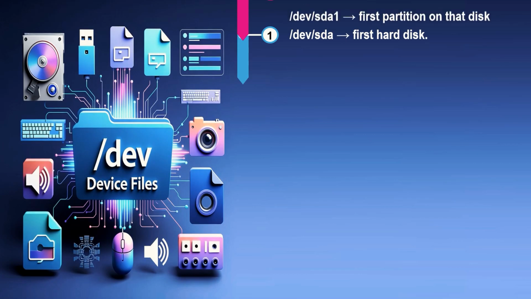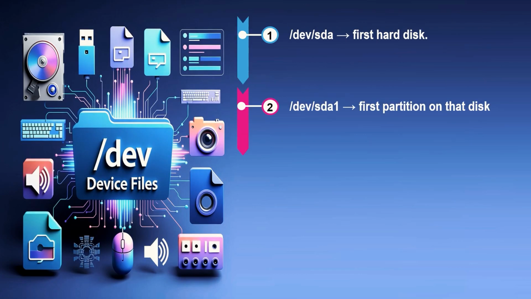The first drive will be represented as /dev/sda. The second hard drive will be represented by /dev/sdb. And the third hard drive will be represented by /dev/sdc. Now in our case, we have only a single hard disk. Partitions are represented by numbers. The first partition will be represented as /dev/sda1. Similarly, for other partitions, the numbers will be 2, 3, 4, and so on.